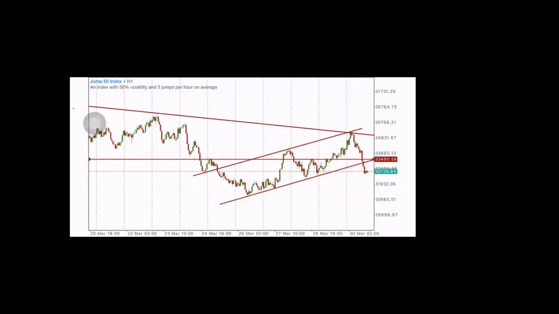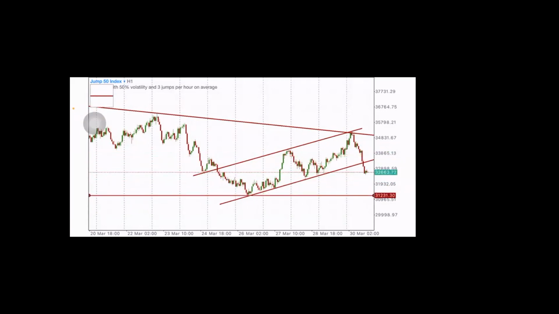Sell Jump 50 index. Take your profit at 31219. Everybody, please sell Jump 50 index now. Put your stop loss somewhere here, maybe 33190 or 33100 or 33500. Put your stop loss within that area and take your TP here at 31255. The lowest lot size for Jump 50 index is 0.01.